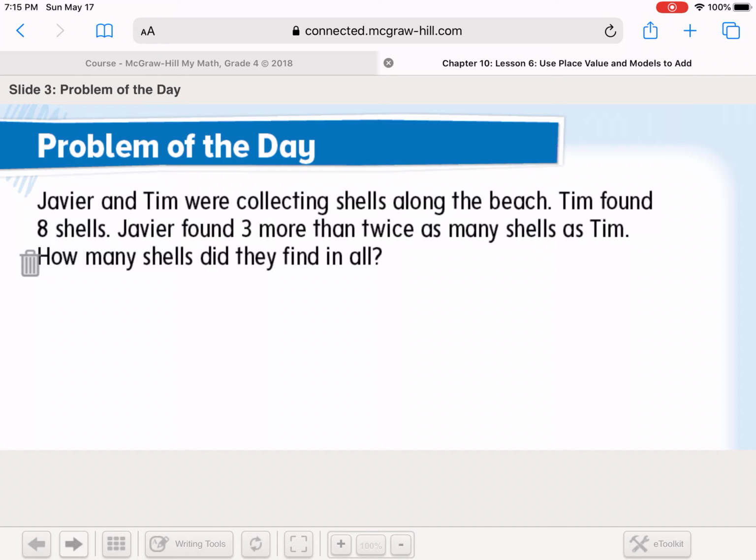Javier and Tim were collecting shells along the beach. Tim found 8 shells. Javier found 3 more than twice as many shells as Tim. How many shells did they find in all? Go ahead and do that. Give you about a minute.